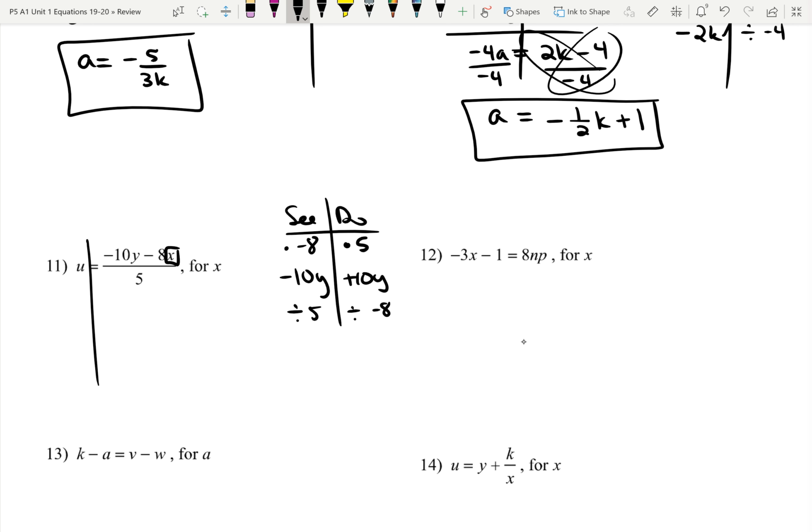So let's follow those steps. When we use parentheses to show that we're doing the entire side, remember the purpose of multiplying by 5 on the right was to remove the division. So we no longer need parentheses on the right.